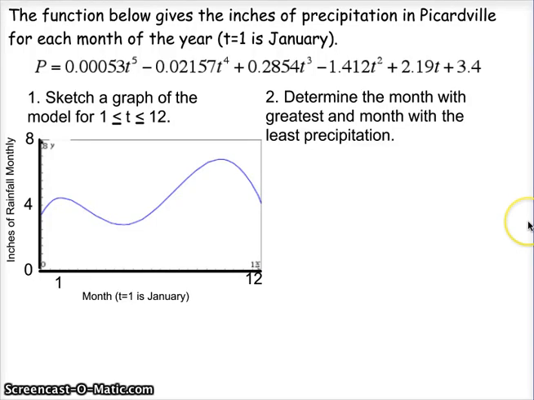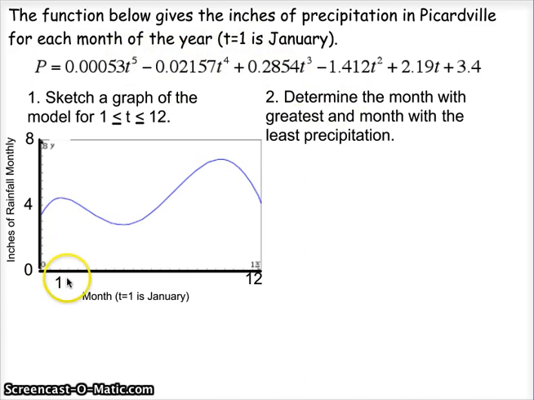All right, in this video, we've already learned how to graph polynomials, so I'm just going to show you how you can take advantage of your TI Inspire to help you with some of the application problems. Because sometimes our polynomials can look very large, like the one up at the top here, providing the precipitation of Picardville, I know, very inventive, for each month of the year.